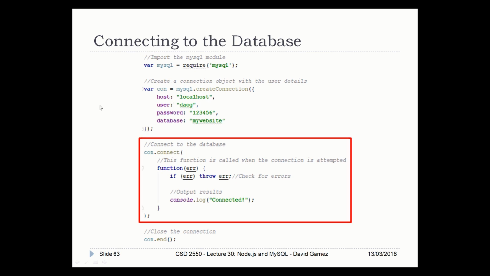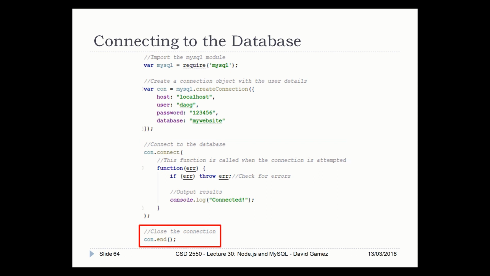And then it's very easy. This creates the connection. We do connection.connect, and connect has as an argument a function that's called when the connection takes place. This function has an error argument, so you can check the error argument for error messages. And if it all works well, then you can log "connected" and do some other stuff if you want.